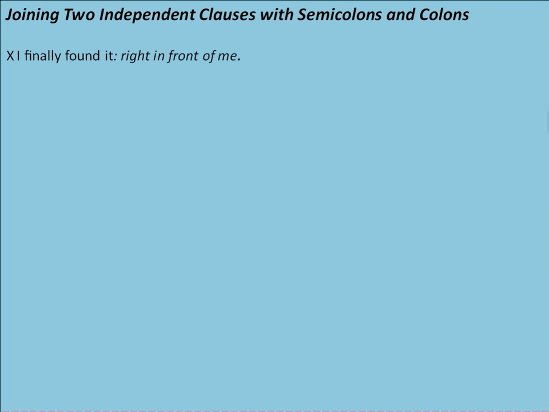For example, "I finally found it; right in front of me." So when you see the first part, I want to give you another example here also. "I need to find their office; which is somewhere in the next block." So what did you find in both the examples? The material to the right of the semicolon and colon is not an independent clause.